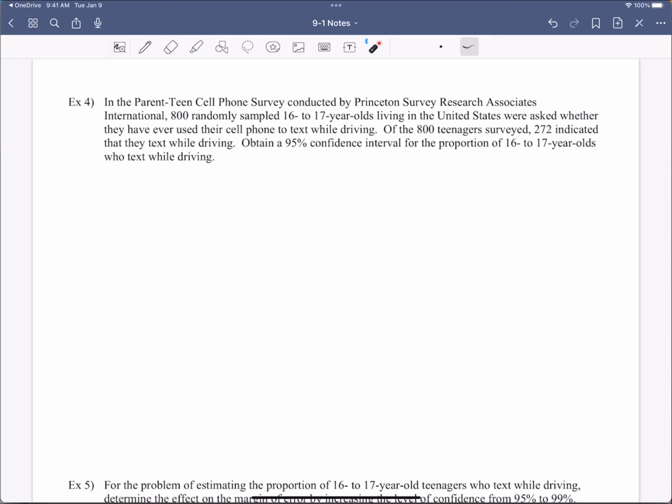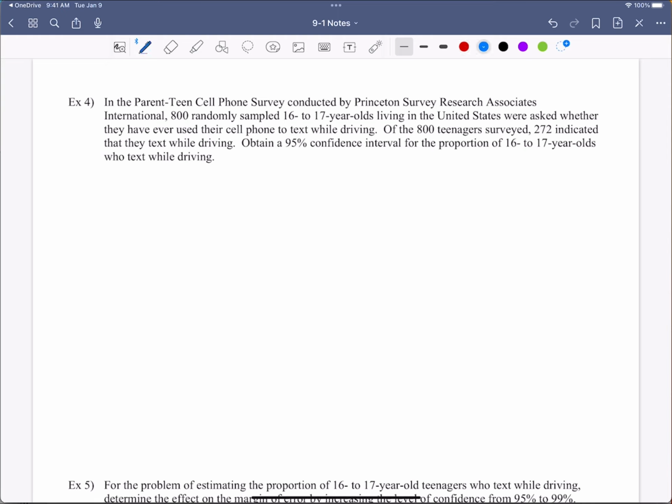Okay. Anyway, of the 800 teenagers surveyed, 272 indicated that they do text while driving. Our job is to obtain a 95% confidence interval for the proportion that we're looking for there. Now, does it say anywhere in here that this is normally distributed? No. So let's kick back here a couple of pages real quick.